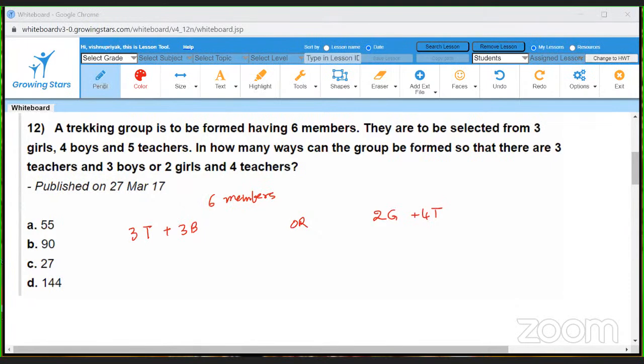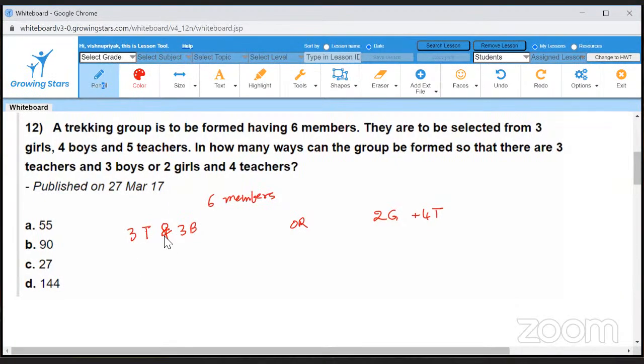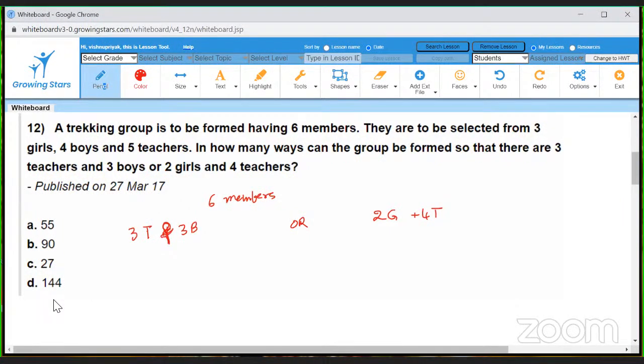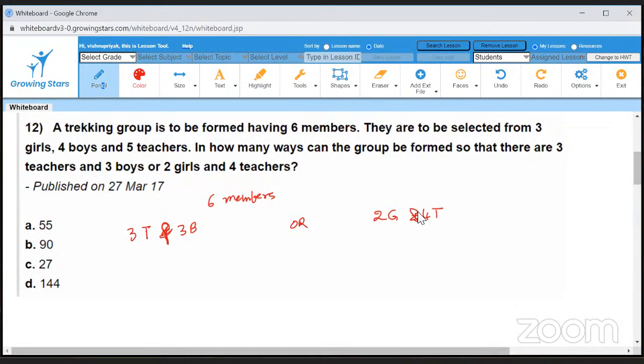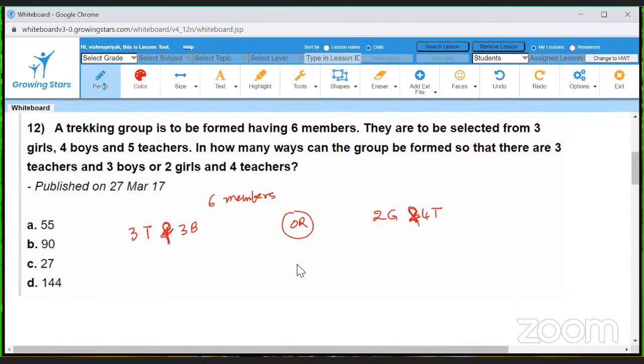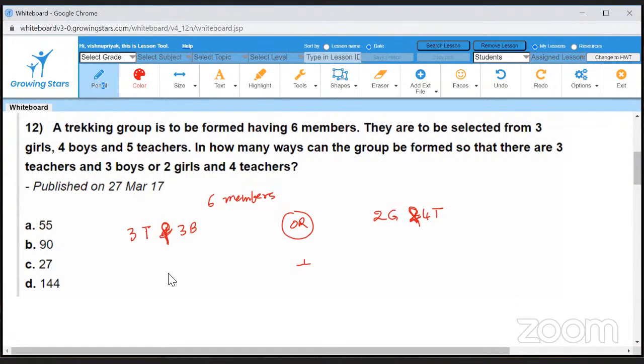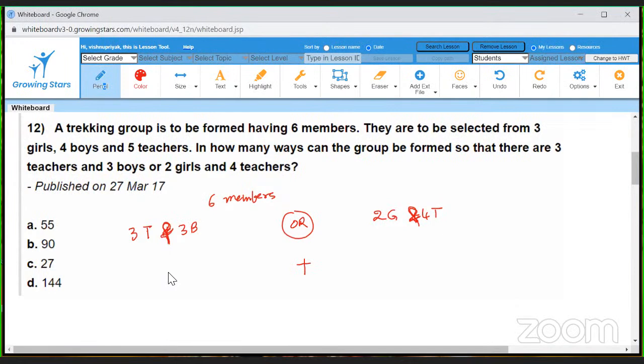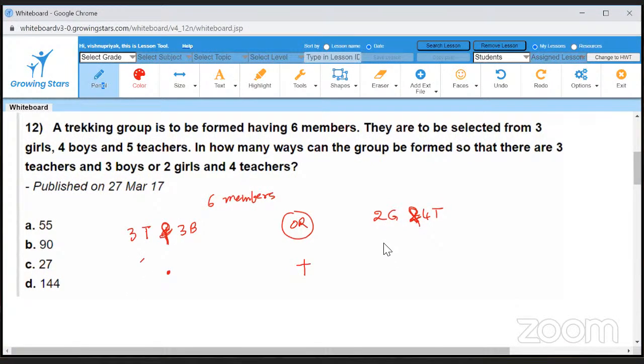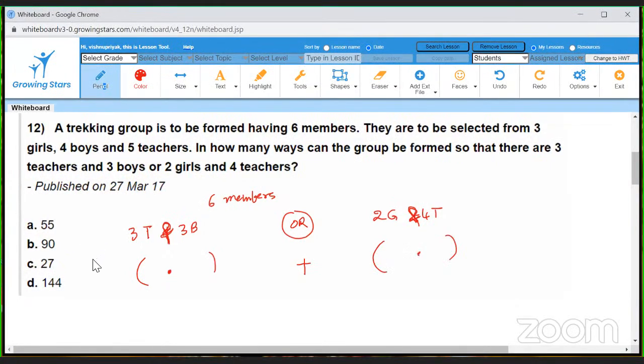So when I am taking 3 teachers and 3 boys, this has to be written as and. I'm selecting 3 teachers and 3 boys. Similarly, 2 girls and 4 teachers. But here I have to write or. Wherever I write or, there I will add. Wherever I write and, there I will multiply. And means I will go for multiplication.